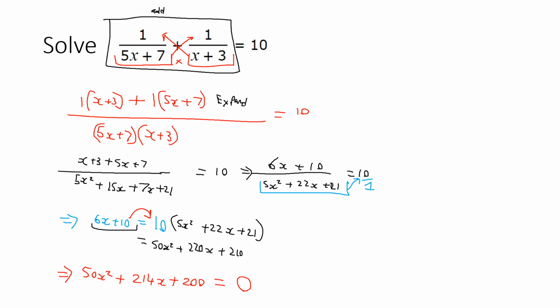Okay, so if we want to, now we can use the quadratic formula. X is equal to minus 214 plus minus the square root of 214 squared minus 4 times 50 times 200, all divided by 2 times 50.